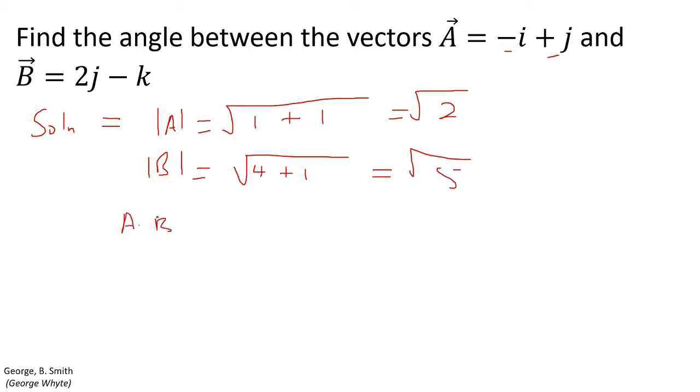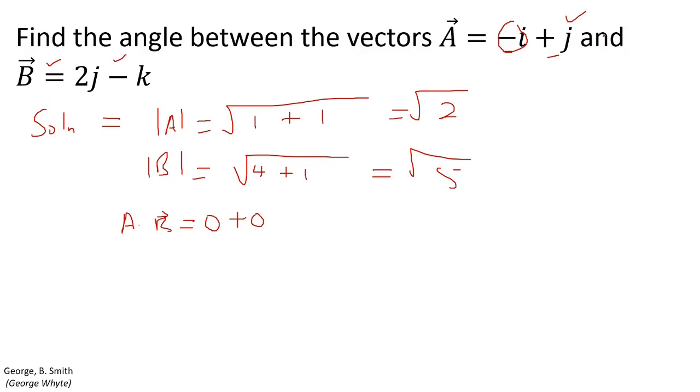So for us to find A dot B, the dot product, here we have minus 1. Here we don't have I, so I is 0 in B. There is no I here. So 0 times minus 1 is 0. For J here we have a 1. There is no J here, so that's also a 0. So that will give us 0.